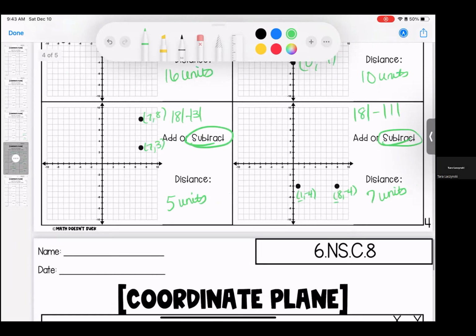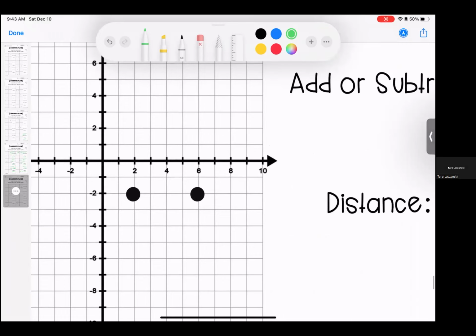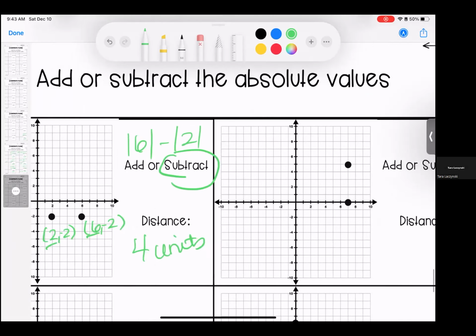All right, friends, one more page. So for this one, let me get my screens to line up. There we go. So for this one, we are in the same, so we are going to subtract, but let's look at where we are. We have an x of 2, a y of negative 2, an x of 6, and a y of negative 2. So we're looking at the difference between the absolute value of 6 and the absolute value of 2. It's a distance of 4 units.